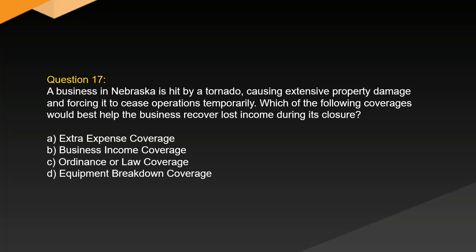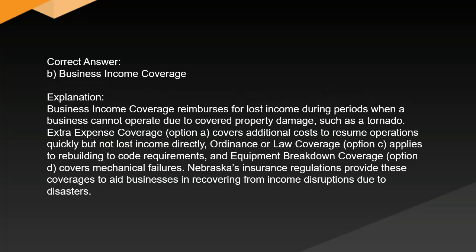Question 17. A business in Nebraska is hit by a tornado, causing extensive property damage and forcing it to cease operations temporarily. Which of the following coverages would best help the business recover lost income during its closure? A. Extra expense coverage. B. Business income coverage. C. Ordinance or law coverage. D. Equipment breakdown coverage. Correct answer. B. Business income coverage. Explanation.